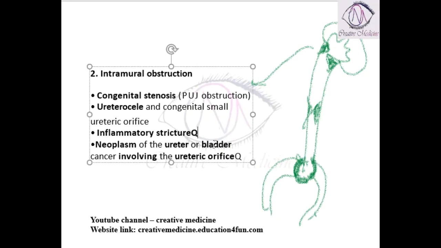And if there is a neoplasm of the ureter, a cancer or tumor of the ureter, in the ureteric wall or in the bladder wall, this can cause obstruction, resulting in unilateral hydronephrosis. So these are the causes of intramural obstruction.